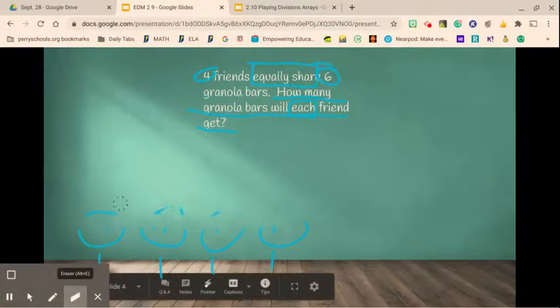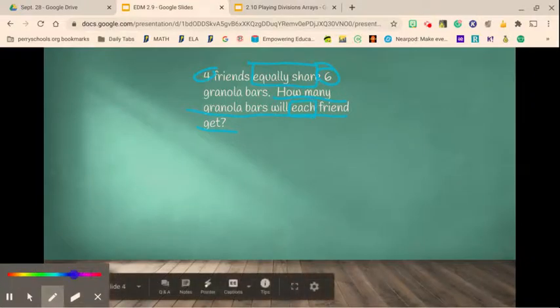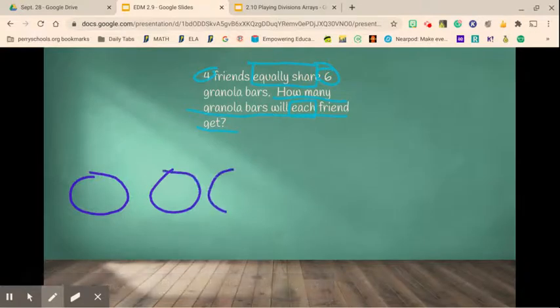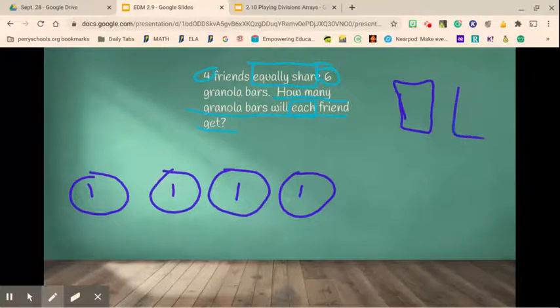So I'm going to need to think about how I can solve this in a different way. I'm going to get rid of this picture down here at the bottom, and I'm going to go back to my thinking. I know that, again, I have 4 friends, and I'm going to go 1, 2, 3, 4. They each get 1, but then I'm left with 2 granola bars. And so I have to think about how I can split this granola bar, because I can cut these granola bars into pieces, and then they're each going to get an equal amount.